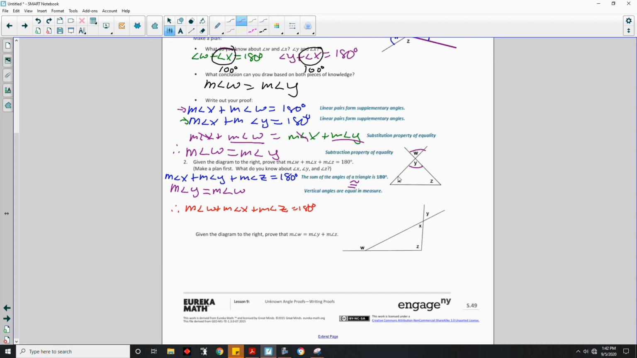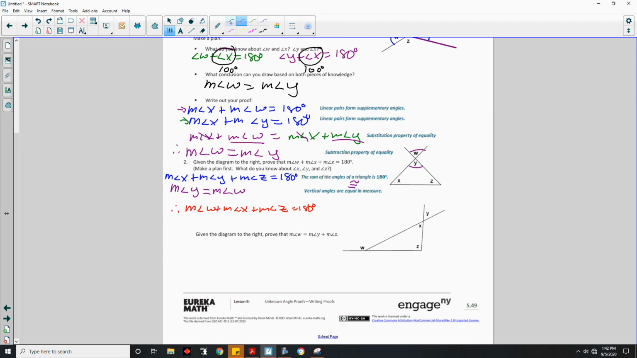Okay, so let's recap this. First we said X plus Y plus Z is 180 because of the triangle sum theorem. Then we said W is congruent to Y because they're vertical. So now we can say the measure of angle W plus X plus Z equals 180. So we have W replacing Y.